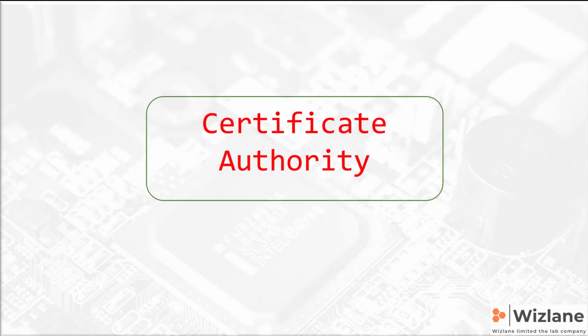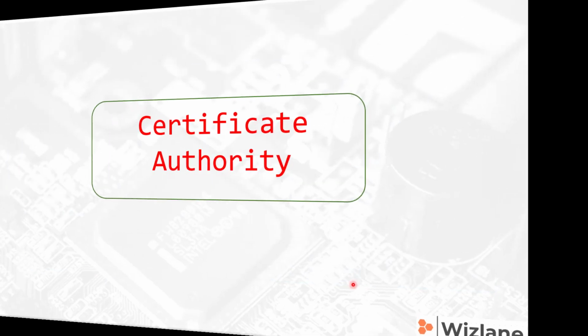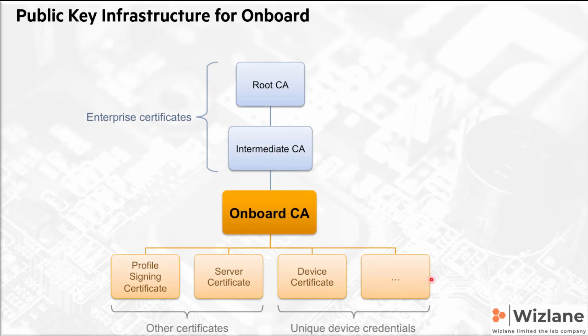Now for that, we need to look at what a certificate authority is. In a nutshell, it's a system, sometimes called PKI, public key infrastructure, that has a root, and that root will have an intermediate certificate. And most likely, in the case of ClearPass onboarding, the intermediate certificate will be the one that is used for onboarding.